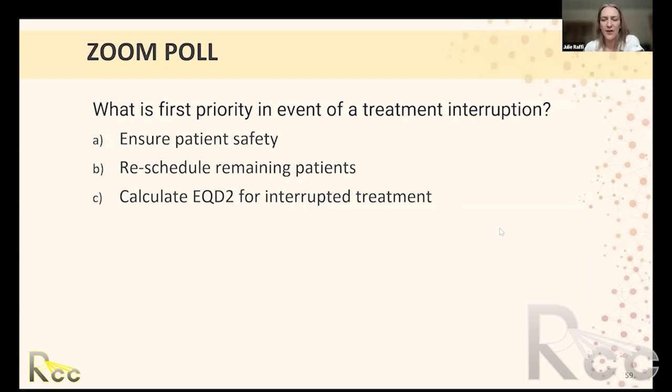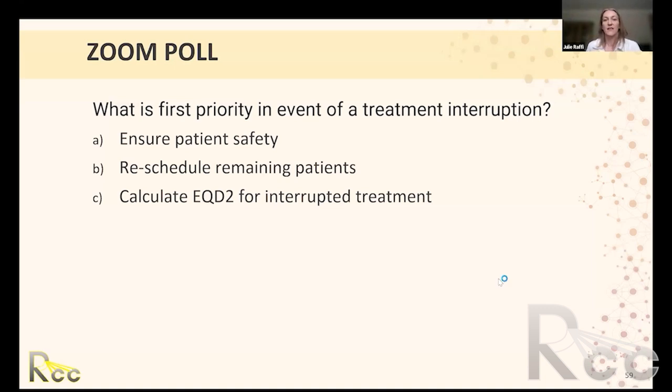What is the first priority in the event of a treatment interruption? Ensuring patient safety, rescheduling remaining patients that might be waiting in the waiting room, or calculating EQD2 for interrupted treatment. So key here being, what's the first priority? We'll give it a few more seconds.